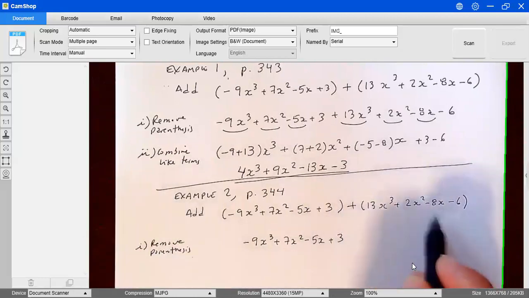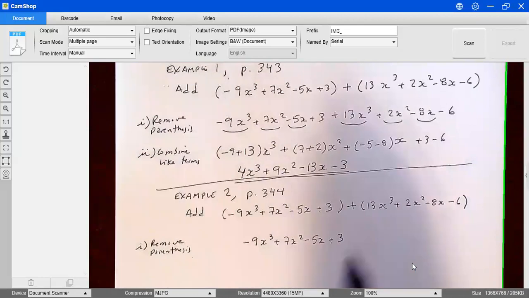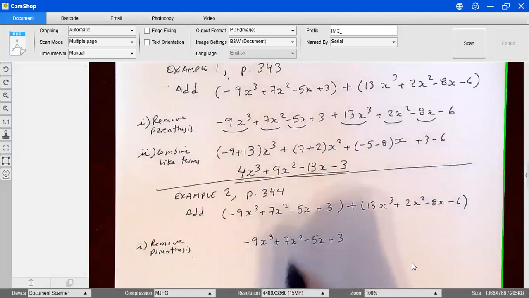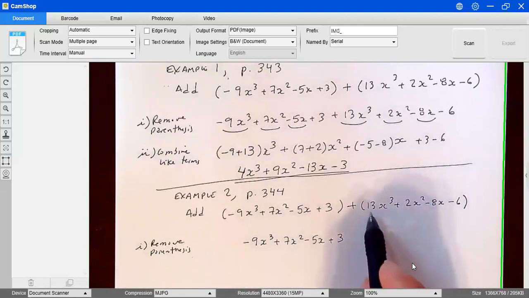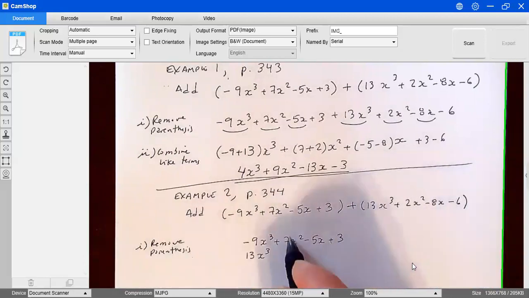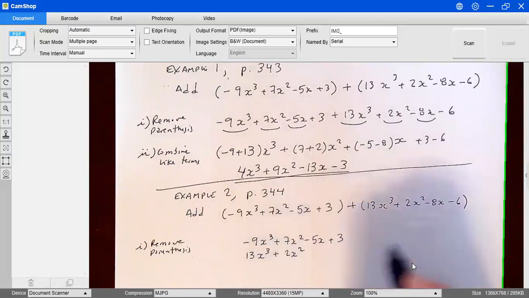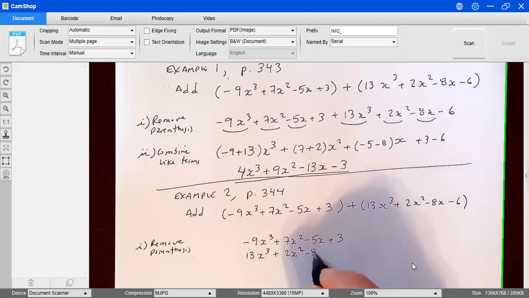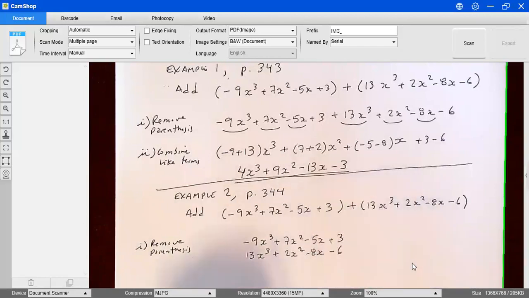I'm going to remove parentheses for the second polynomial, but I'm going to write every term in the corresponding column. So the first one, 13x cubed. X cubed is the first column, so I'm going to write 13x cubed. Then I have 2x squared that goes here, because this is the column for x squared. Then I have negative ax and negative 6.